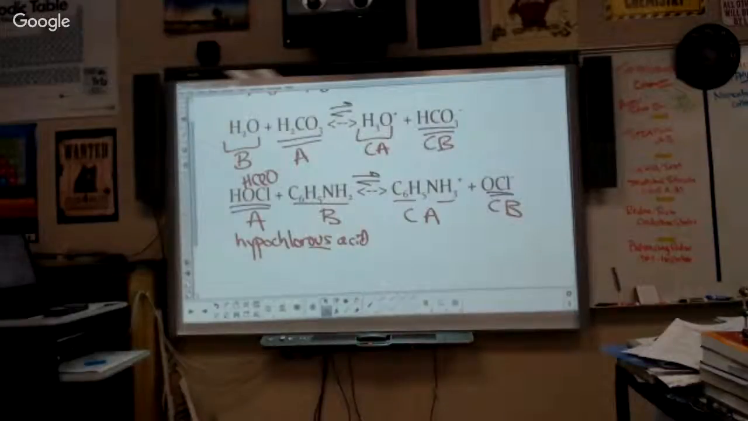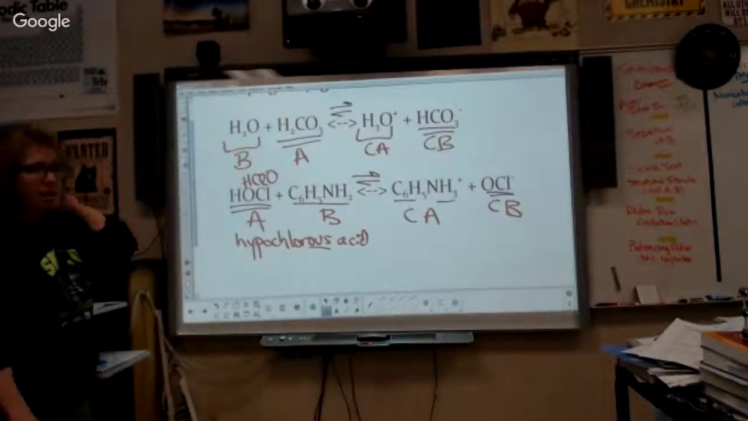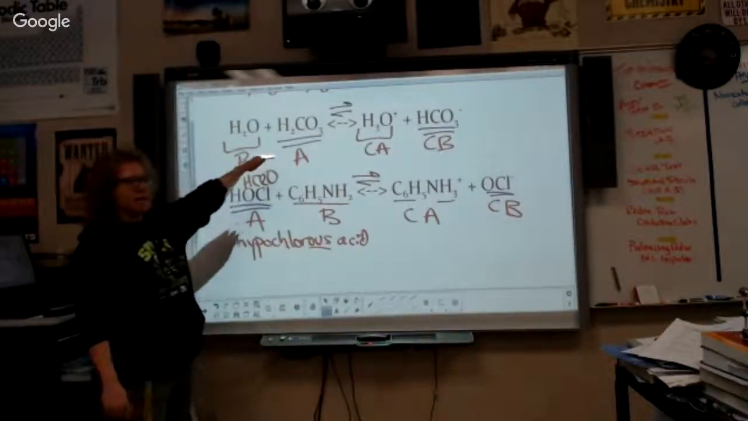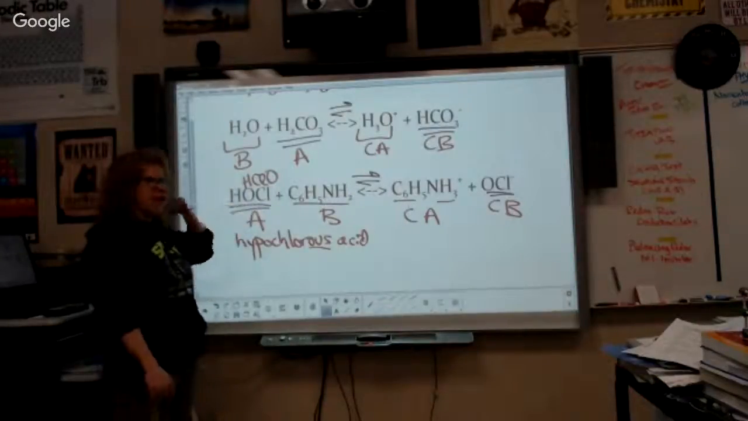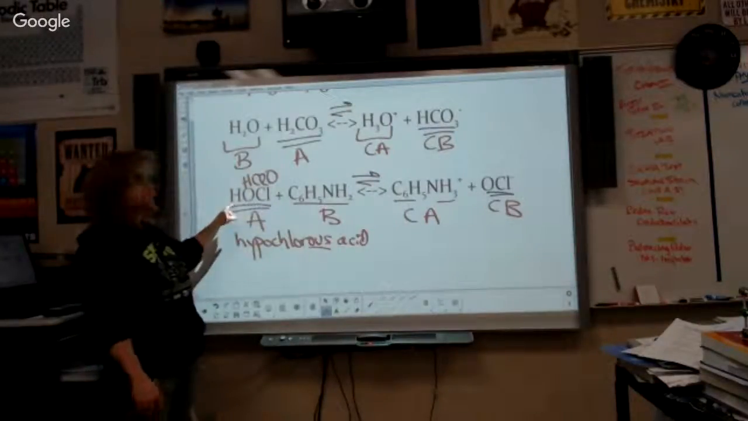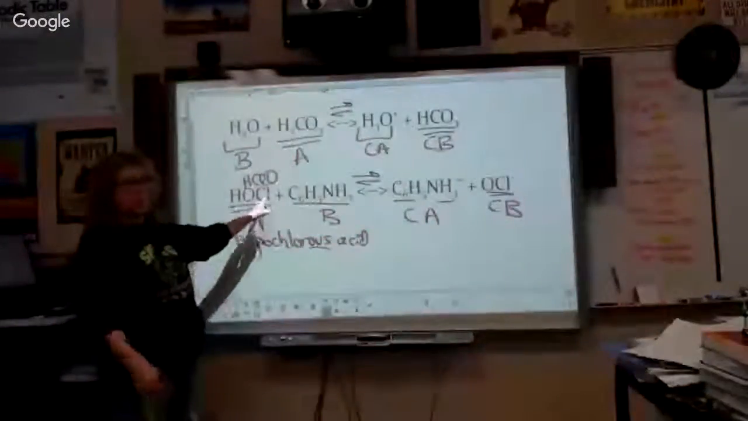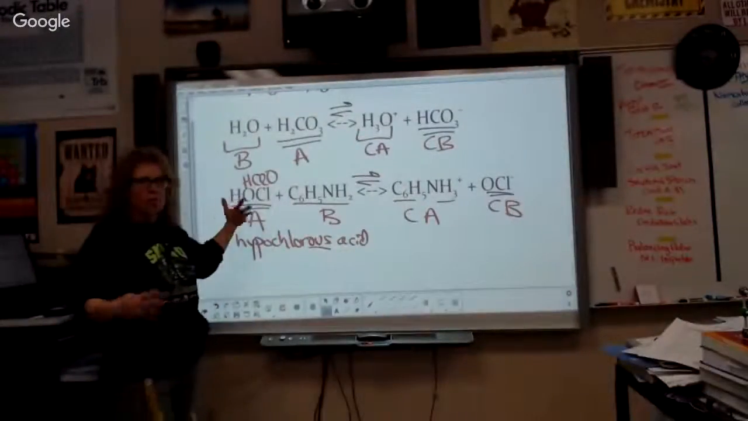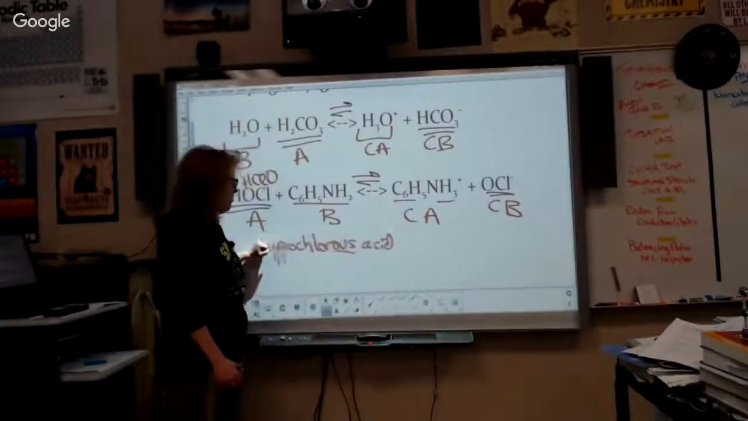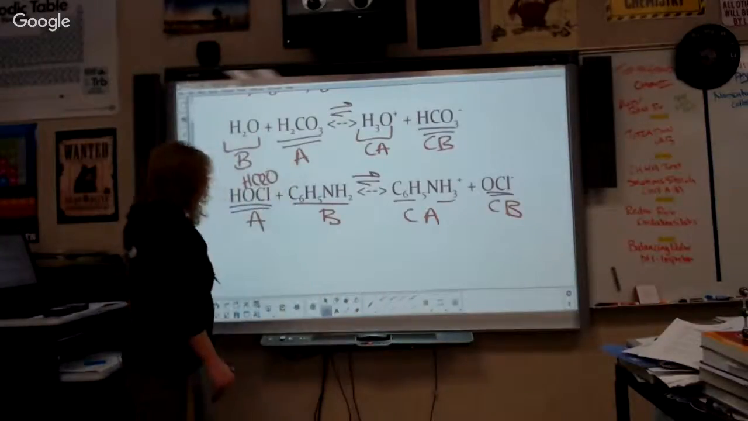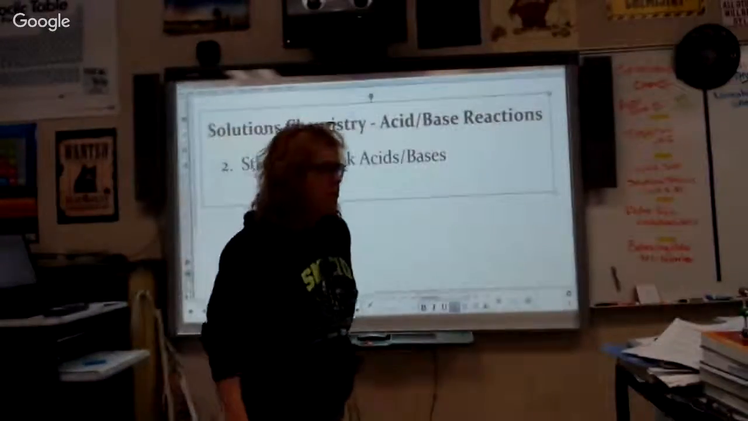H2CO3 is hydrogen carbonate, so it becomes carbonic acid. This one's a weird one to write. The reason they wrote it like this is because the hydrogen actually sticks to the oxygen, not to the chlorine. That's why it's written in that order, but I'm not going to make you figure that one out at all. Weird. All right.